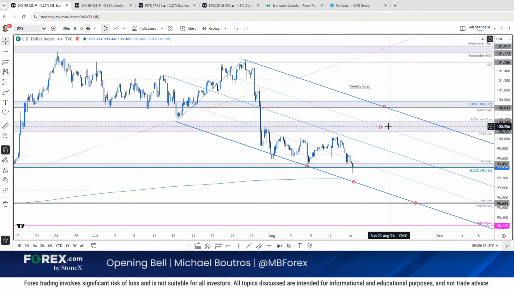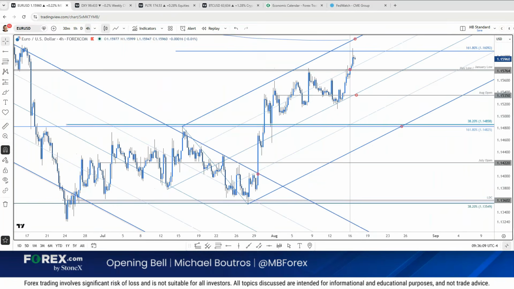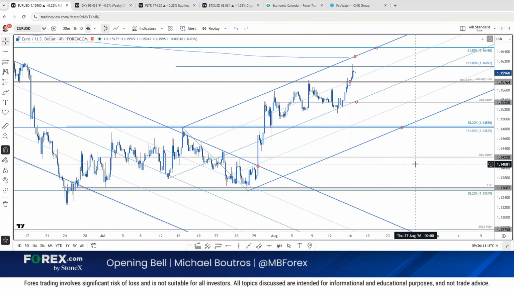But the breakout for the bulls to take control would be 177.64. That March high, that 618 extension, that's on the downslope there. So that break is what would be needed to put this thing back in control for the bulls. That's the XY. Euro dollar looks the same on the inverse.